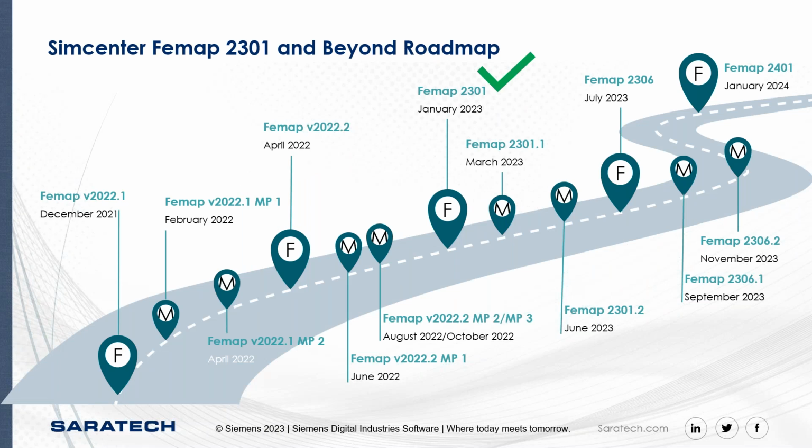So starting with what that means, the naming convention that several Siemens products now use is that the first two digits, the 23, indicate the year. The second two digits indicate the month. So Femap 2301 was released in January 2023, and you can see the roadmap going forward where they will release monthly updates or functional updates all the way out through January of 2024.